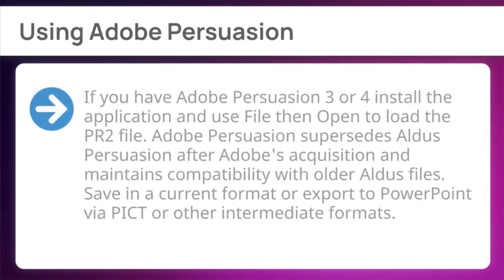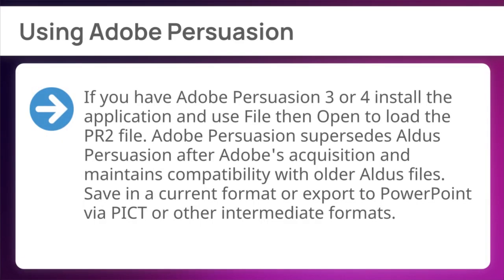First, using Adobe Persuasion. If you have Adobe Persuasion 3 or 4, install the application and use File, then Open to load the PR2 file. Adobe Persuasion supersedes Aldus Persuasion after Adobe's acquisition and maintains compatibility with older Aldus files. Save in a current format or export to PowerPoint via PICT or other intermediate formats.